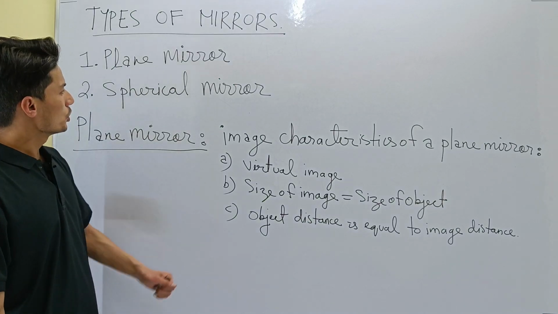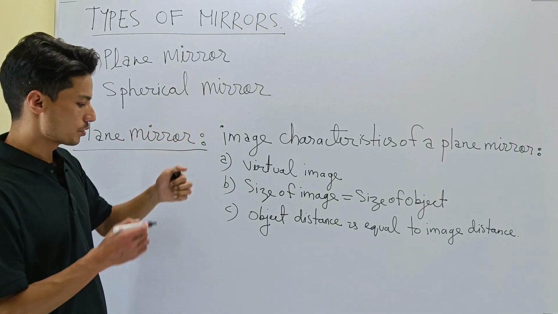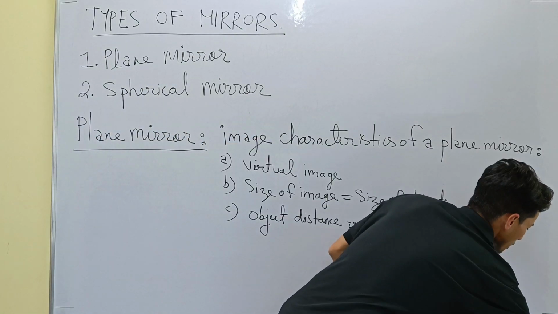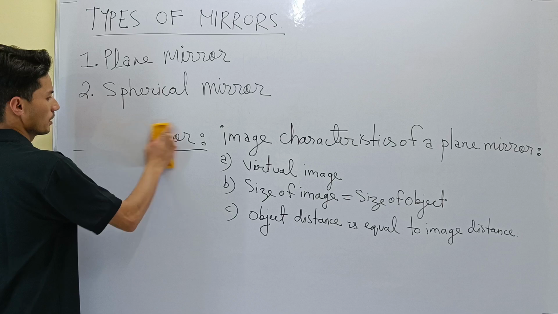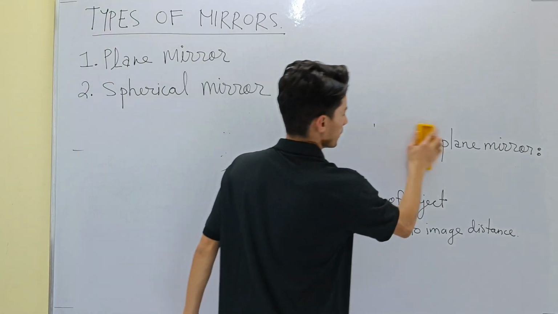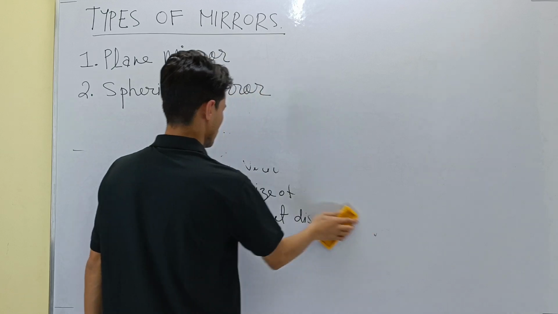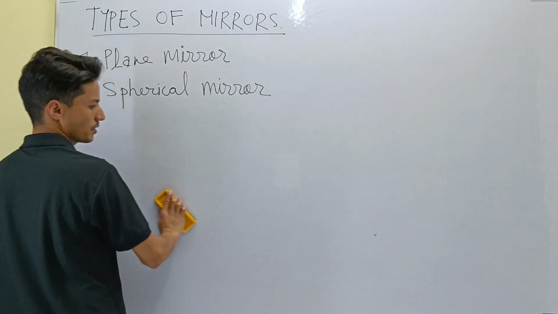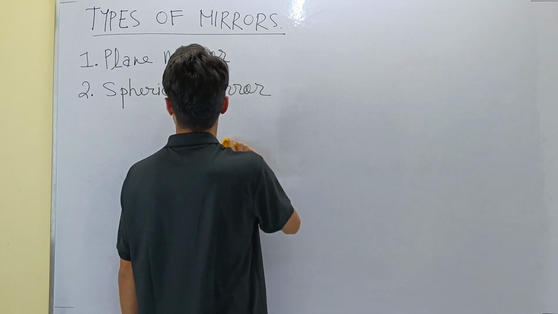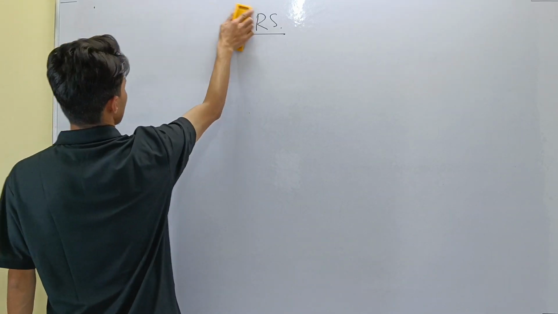Now we will continue to the next type, which is the spherical mirror. So we will discuss the spherical mirror now. Let me erase this one. When it comes to the spherical mirror, there are two types of spherical mirror that we will be studying. Let me erase this and we will just focus on the spherical mirror.